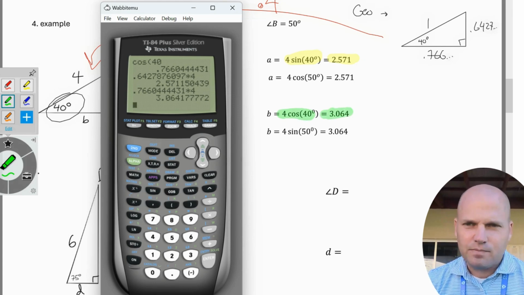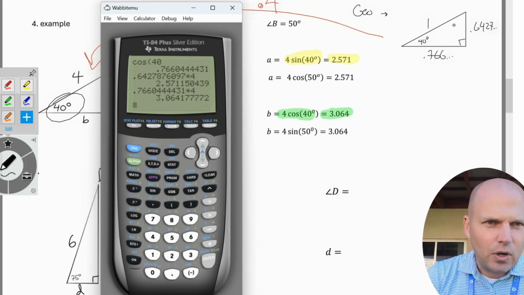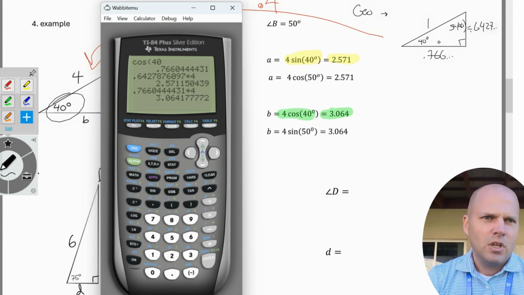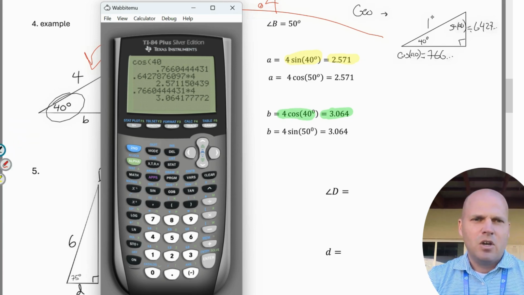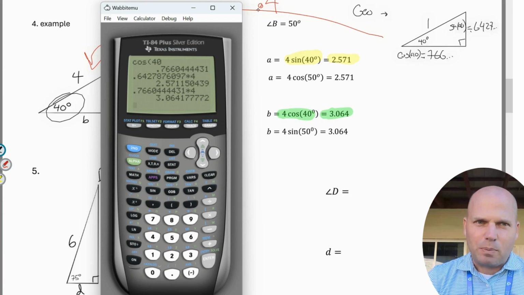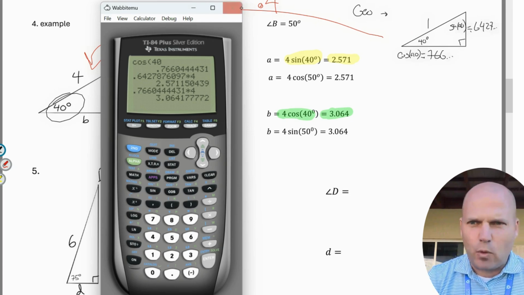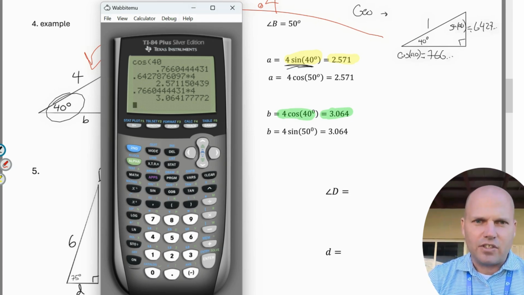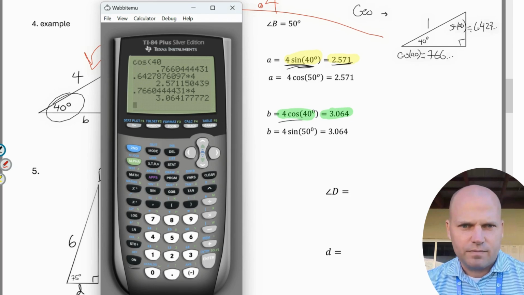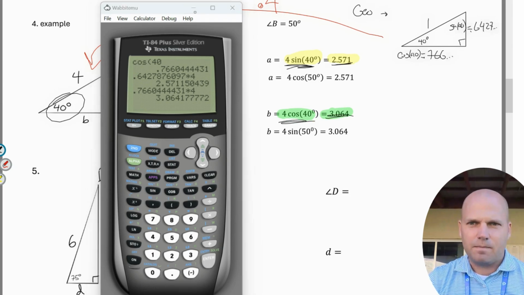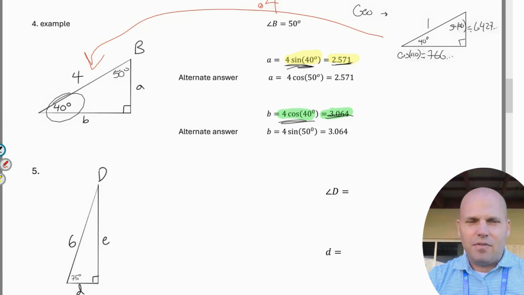Now, notice how you could have said this number was the sine of 40. You could have said this number was the cosine of 40. Well, you could just multiply the sine of 40 by 4. You can multiply the cosine of 40 by 4, and here it is. Here's the version. Okay? Now, that is the geometric approach.